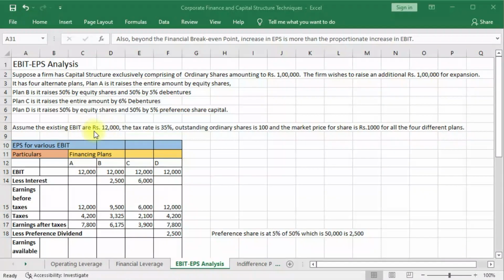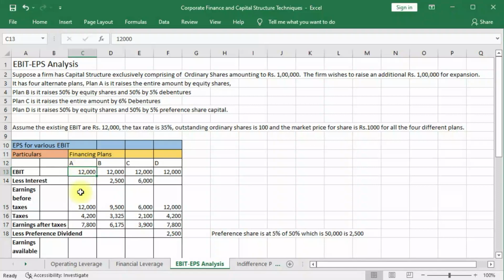What is the EBIT? Assume that we also have existing EBIT of 12,000 rupees, with a tax rate of 35% and 100 outstanding ordinary shares, which means there are 100 shares already outstanding, and the market price per share is rupees 1,000 for all the different plans. So the current EBIT for all four plans is the same: 12,000 rupees.